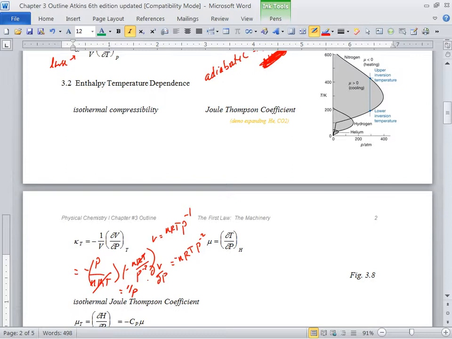I wouldn't worry about this. What I'm trying to get at is that if you want to compress something, it's a lot easier to compress something when the pressure is really low, because if P is small, you get a big kappa, and it kind of makes sense. If the pressure is low, it's a lot easier to compress. So it's kind of silly.